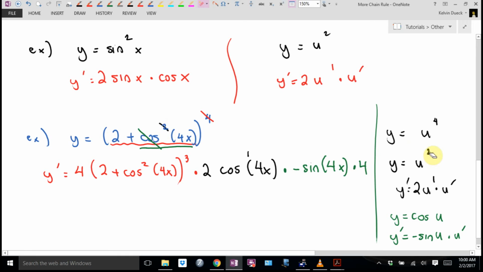So, okay. Ready? The exponent moves to the front. Rewrite what's inside. Subtract 1 from the exponent. Then we say times the derivative of what's inside. And what was inside was a cos 4x. That's where the green came from. What's the derivative of cos? Negative sine. Rewrite what's inside times the derivative of what's inside.